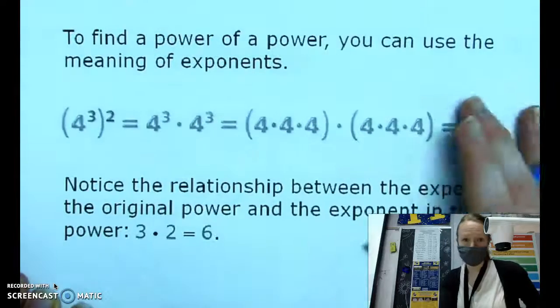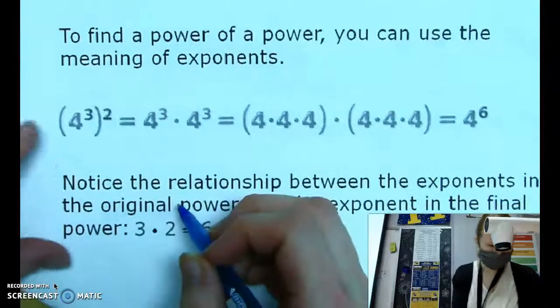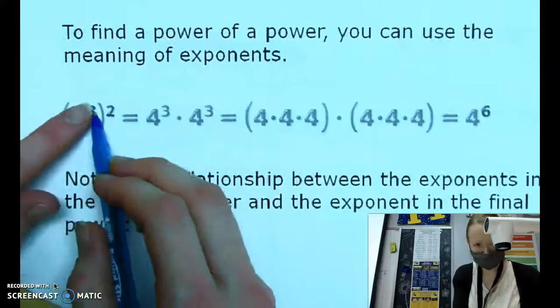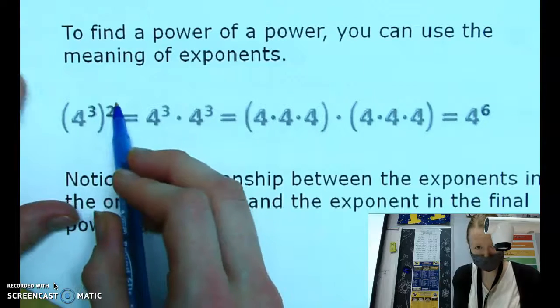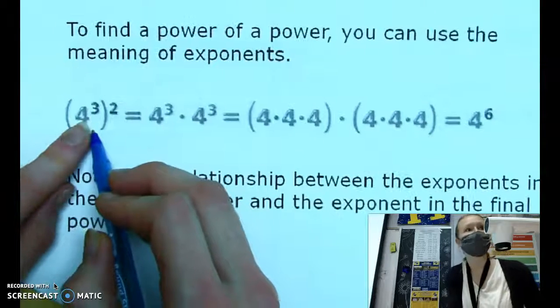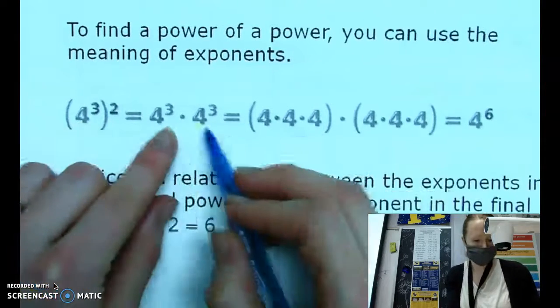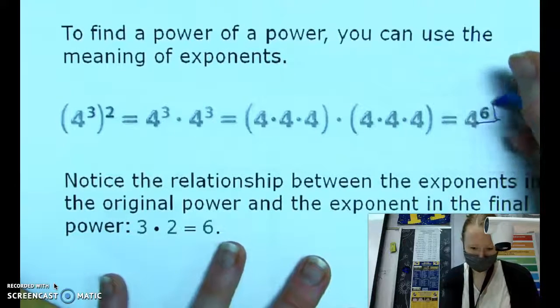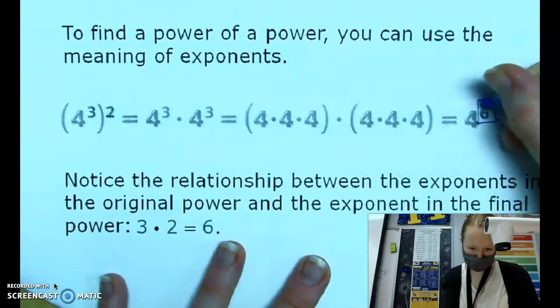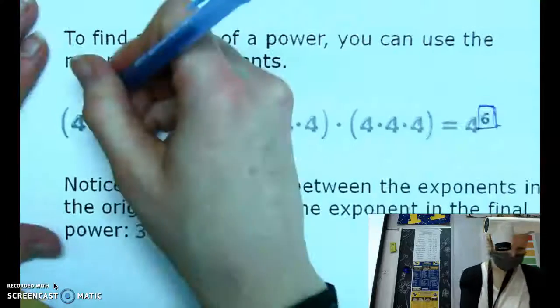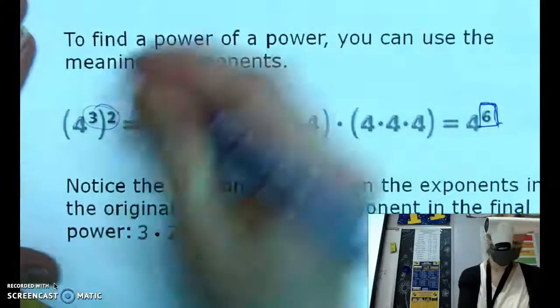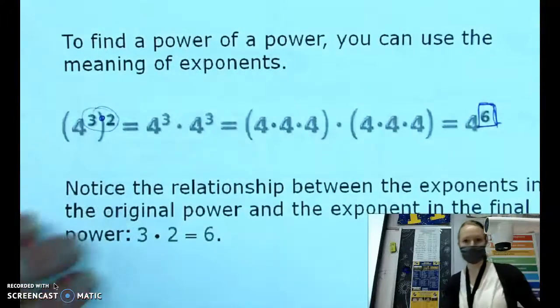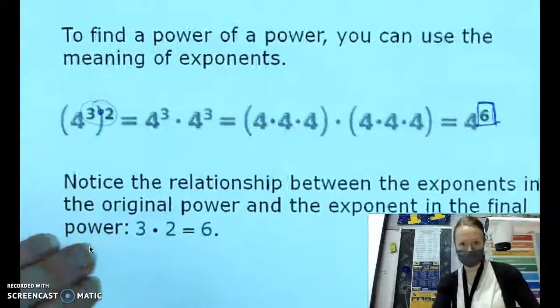So you don't need to write this down. We'll go over the actual property in a second. But if I have 4 cubed squared, this technically means I have 2 of these things, right? So I'm going to have 2 4 cubes. And if I expand those 4 cubes, I have a total of 6 4's, right? So what did I do with the 3 and the 2? I multiplied them. So the formalized property here, we're going to turn the page.